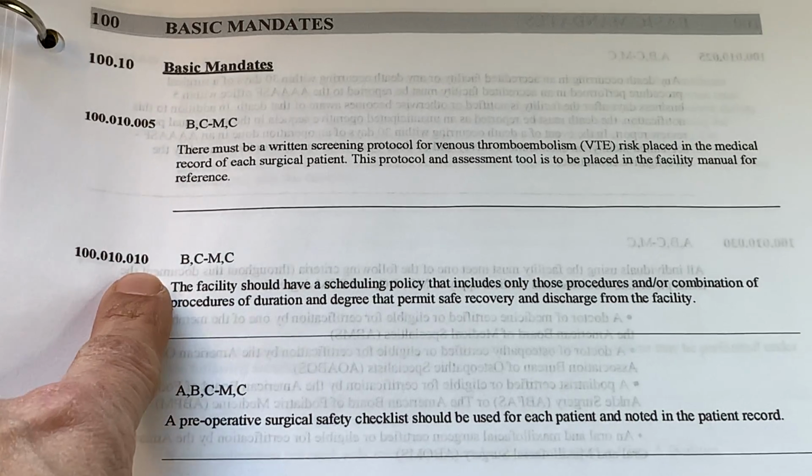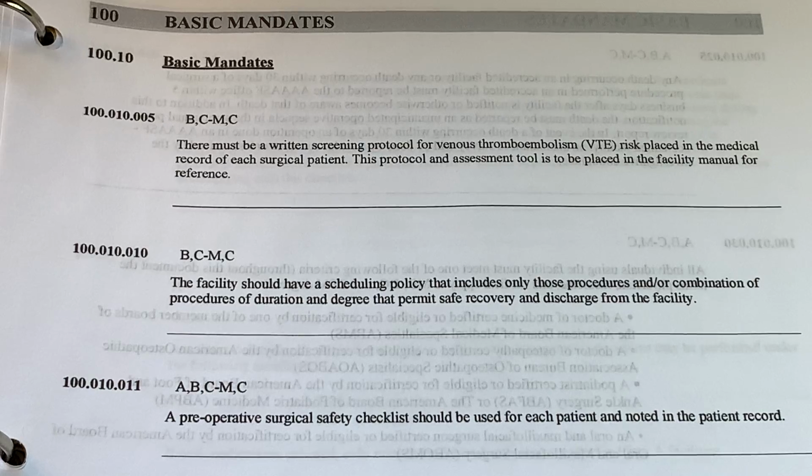Point 10: the facility should have a scheduling policy that includes only those procedures and/or a combination of procedures and the duration. How long does the surgery normally take for that type of procedure, and to the degree that permits safe recovery and discharge from the facility? So you want to confirm that you're going to be able to recover these patients just fine, and about how long it traditionally normally takes, right?